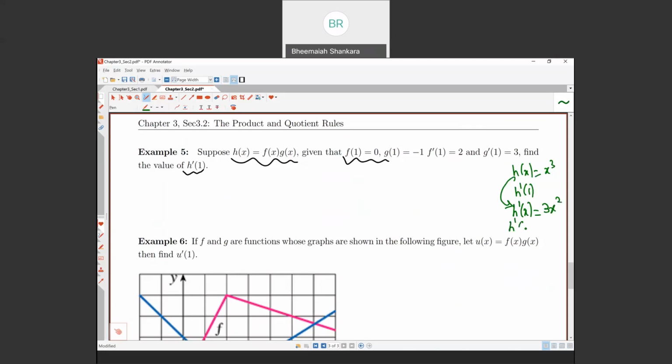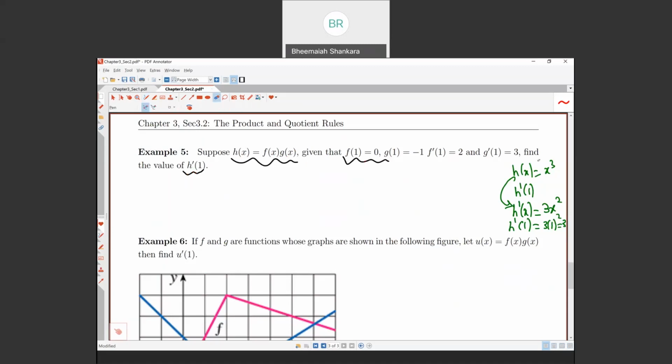You will plug in x equal to 1, so it's 3 times 1 squared and your answer will be 3. But in this problem, what you want to notice is that h of x is not defined. h of x is defined as a function of f and g, and again f and g are not defined. So you don't have a nice algebraic expression for the function for which you're finding the derivative value at 1. But if you use the product rule, you will be able to do this.